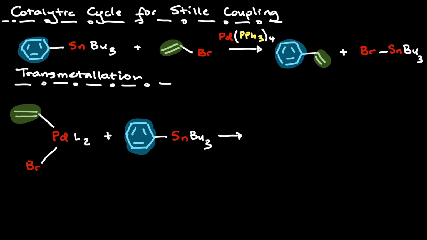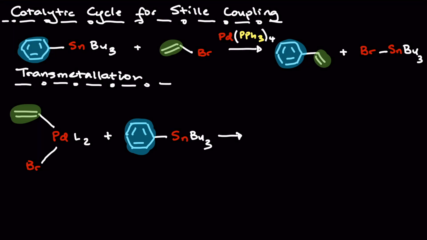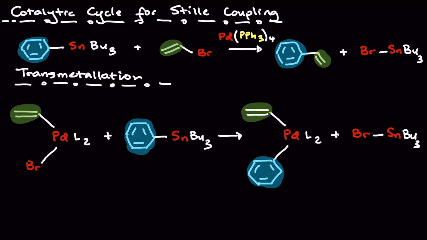In the transmetallation step, the oxidized palladium complex, the product of the oxidative addition step, now reacts with our organostannane. And I want you to look closely at the highlighted groups and what happens in this transformation. Okay, so notice what just happened. The phenyl group that was on our organostannane has now been transferred to the palladium.